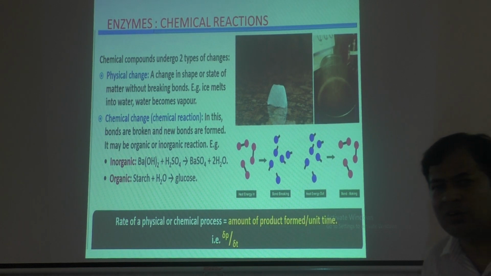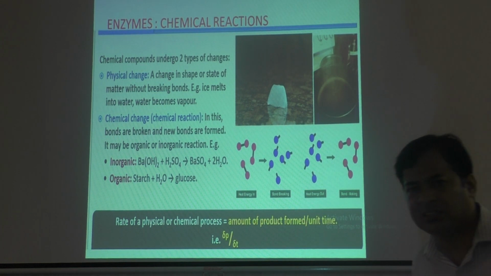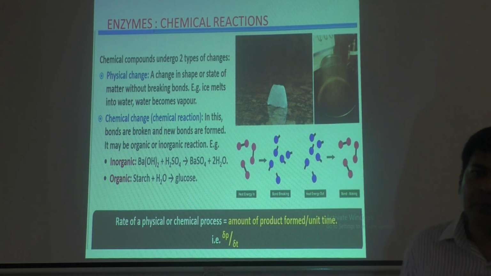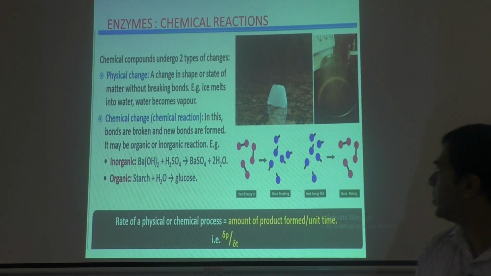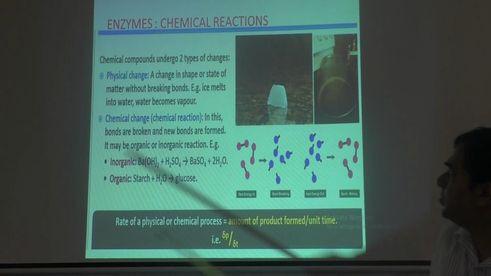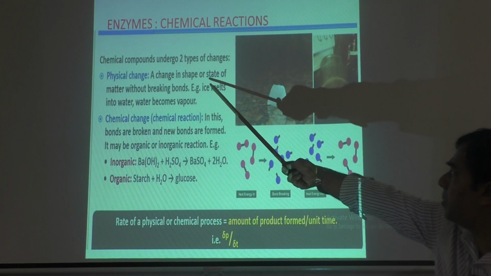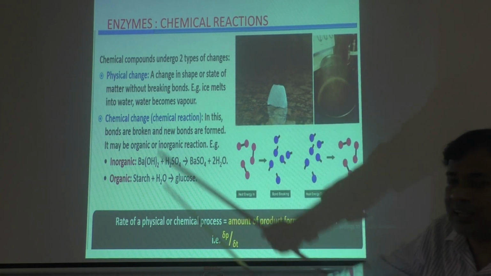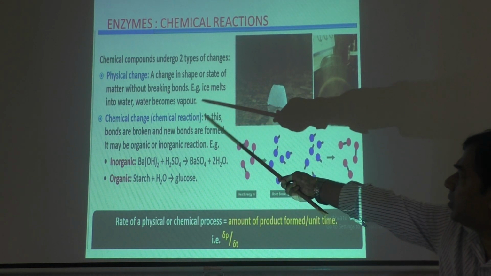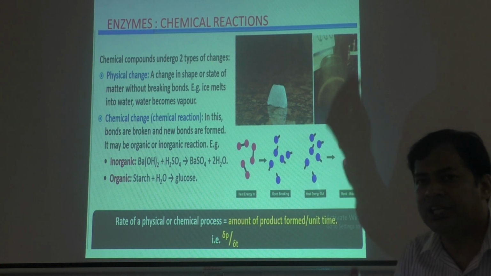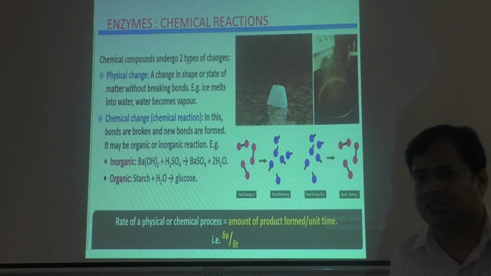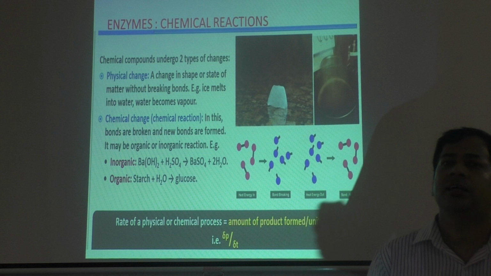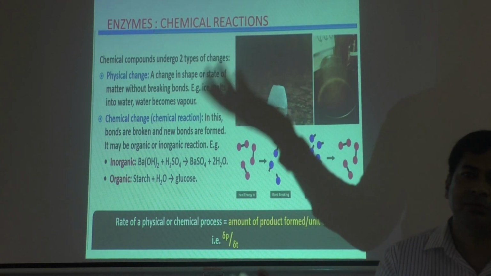Physical change means the outer shape changes, some physical properties only will change. Physical change means a change in shape or state of matter without breaking bonds. Like ice melts into water, water becomes vapor. That is a change of one state to another state. Like states of matter, solid becomes liquid, liquid becomes gas.